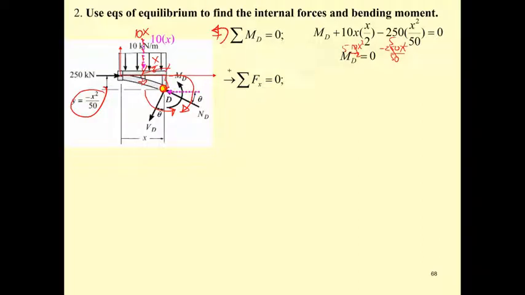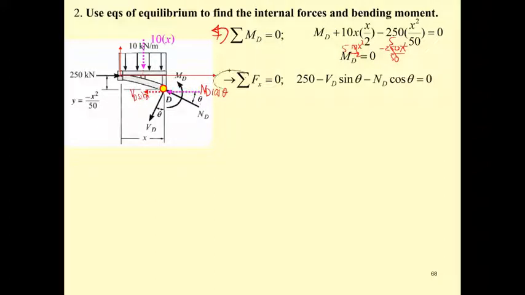So let me illustrate this one first. Let me start with the consideration of the force in the horizontal direction. Okay, and what we have is, if we project this N sub D into this, it is going to be N sub D cos theta, and this is going to be V sub D sine theta. It's going to be to the left, and this one going to be to the right. So we may write the equation like this. 250 is plus because it follows the sign convention, and the blue and the red have the negative like this.